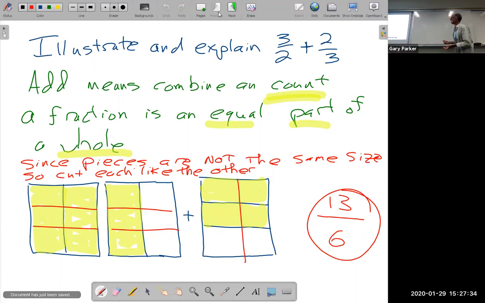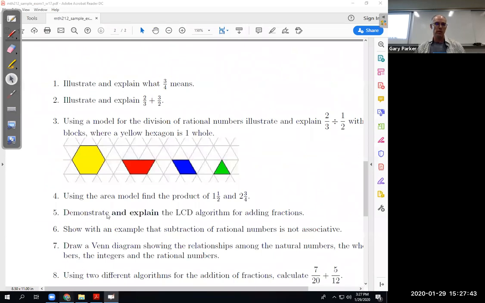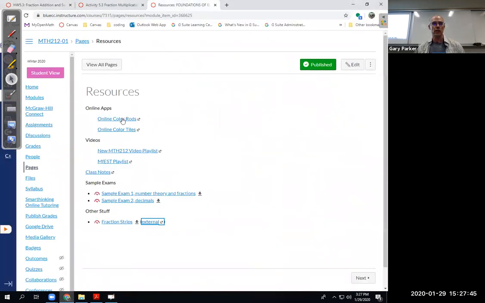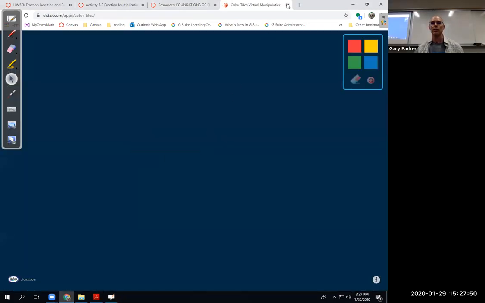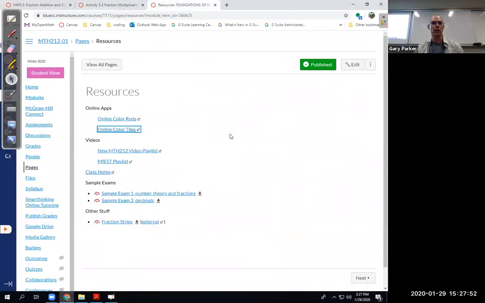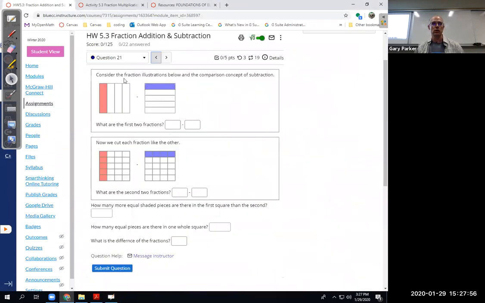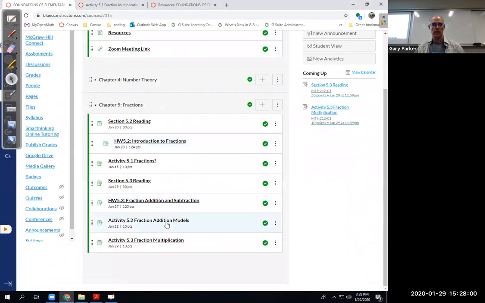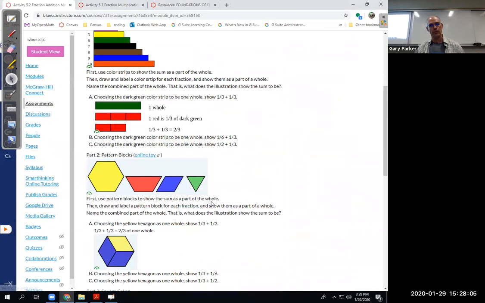And in this case with the hexagons, I would be using the, let's bring up the hexagon picture. Here and here and there and there. Oops, wrong one. Those are color tiles. I don't want color tiles. I want, yeah, where did I put that? Activity 2. There we go.